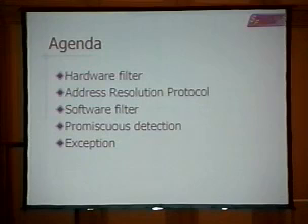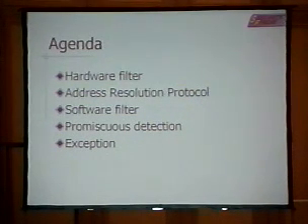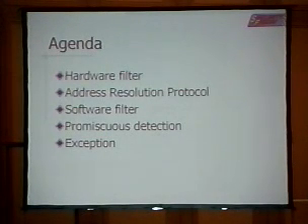And third, I will explain filtering with software. Here we will discuss what kind of filtering is done by the kernel. Promiscuous is detected by using these three basic technologies. And at the end, I will explain the exceptions that I know.